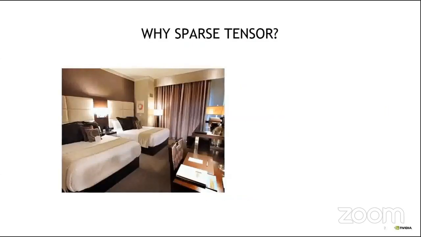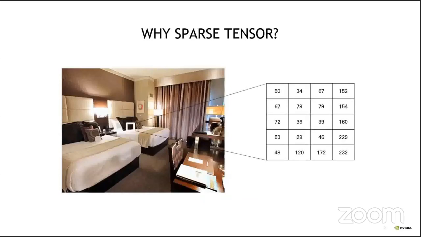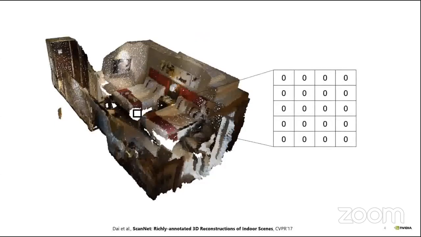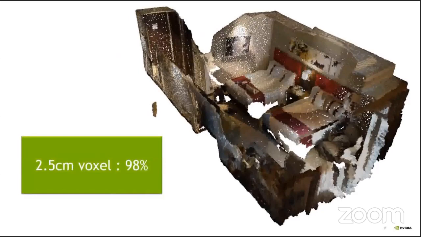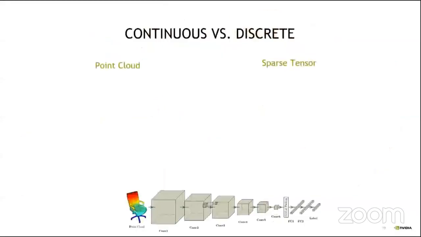And then, why should we use a sparse tensor to represent 3D data? Unlike 2D images where we have dense values or features on a grid, representing 3D data on a dense grid is extremely wasteful, since most of the space has no values. For example, with 2.5 cm voxels, 98% of the space is empty. Thus, we need a sparse representation.